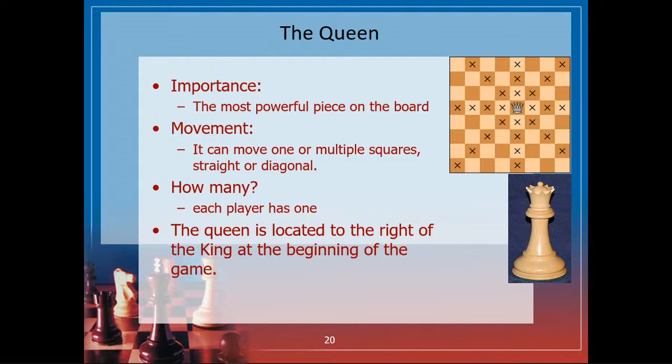Notice the queen does not have the cross on top. The importance of the queen: the most powerful piece on the board. It can move 1 or multiple squares straight or diagonal. So it's kind of like putting a rook and a bishop together, because we have up, down, left, right, cross, cross, cross. Okay. How many? Each player only has 1. The queen is located on the right of the king at the beginning of the game.